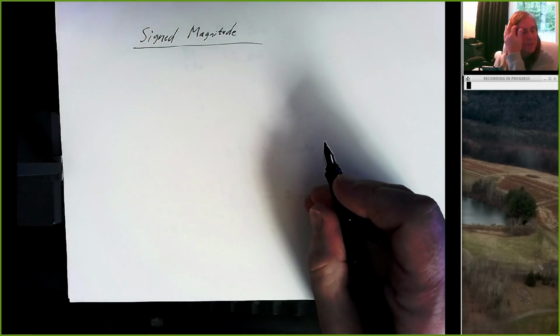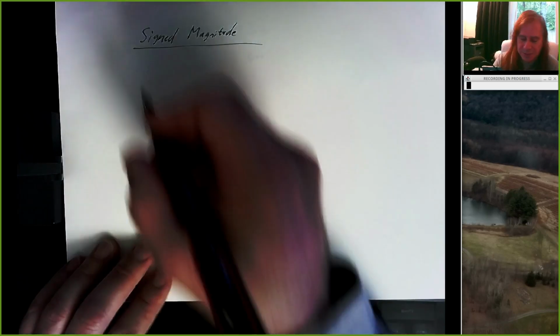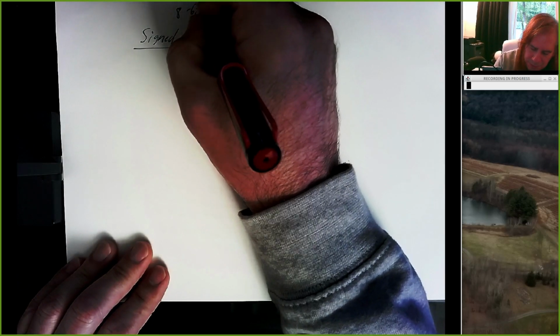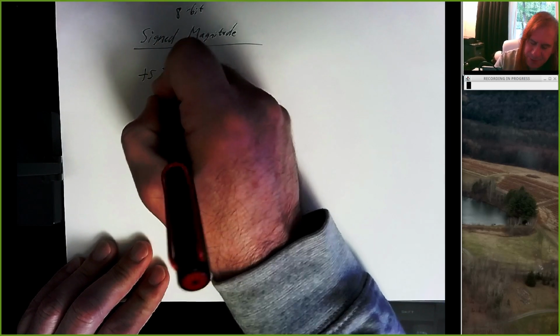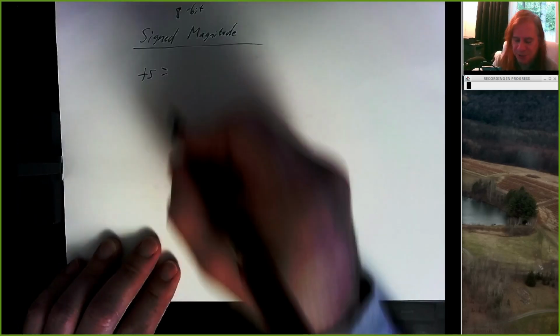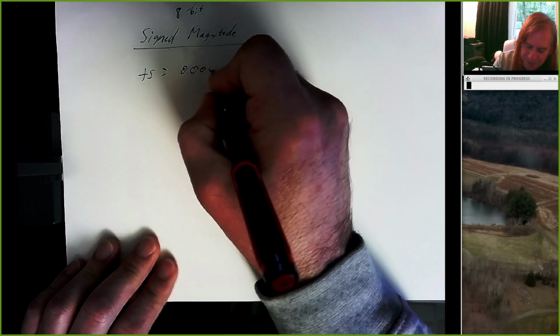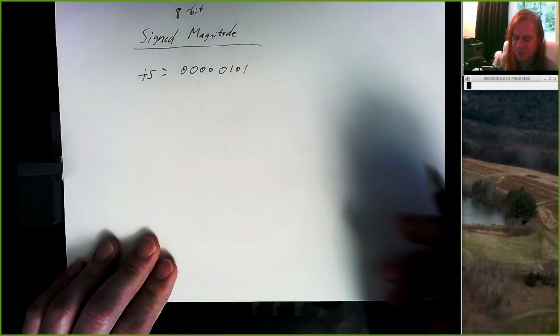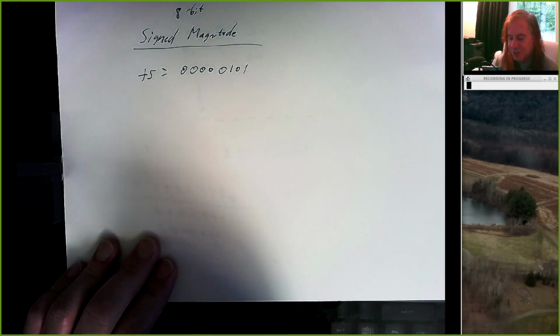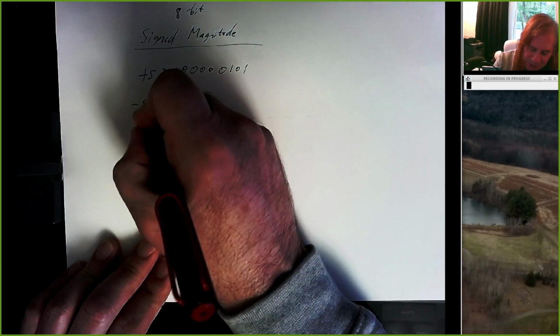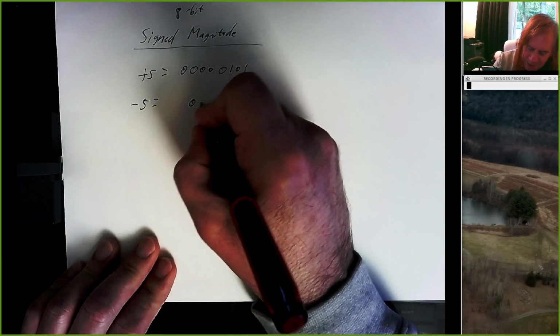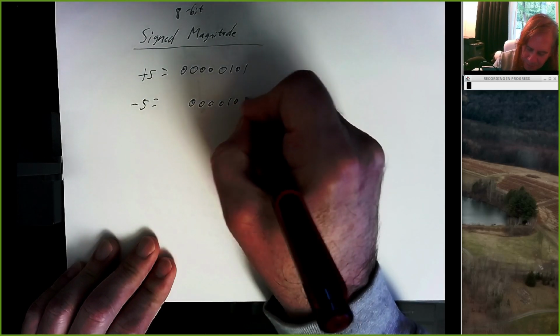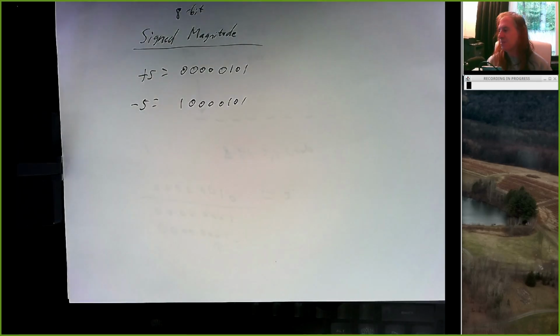So here's how signed magnitude works. Let's do 8-bit. If I want to write a positive number, it's business as usual. Just write down the multiplier for each power of 2. So this is 1 plus 4, which is 5. Under signed magnitude representation, I would write -5 exactly the same way, except I'd stick a 1 in the beginning.